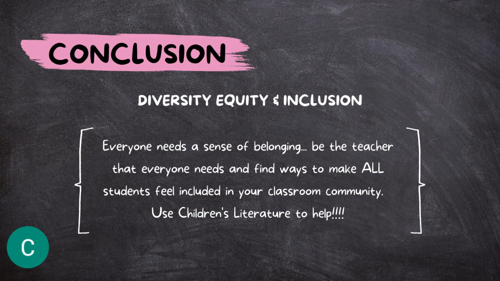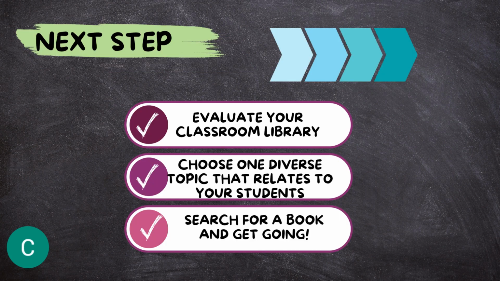In conclusion, every child's different. Everybody brings their own backgrounds to the table. It is important that we celebrate those differences, not just tolerate them. It is important that we provide just equity, education for everyone, and that we make everyone feel included. Using children's literature can help us. When you go back to your classroom and you have a moment, evaluate your classroom library. Choose one diverse topic that relates to your students. See if you have any books in there. If not, search for one and get going. I promise your children will appreciate it.